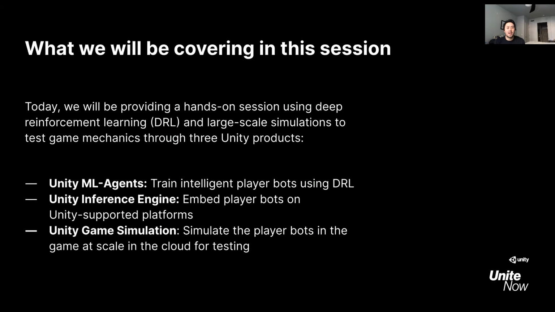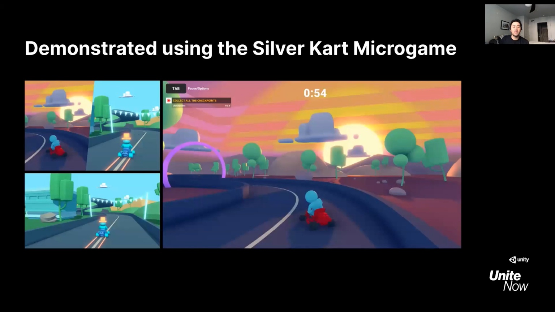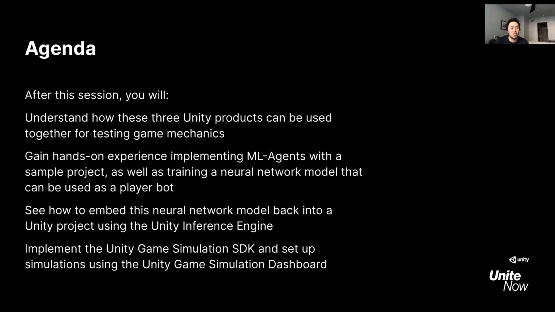Today, we'll be providing a hands-on session using deep reinforcement learning and large-scale simulations to test game mechanics through three Unity products: Unity ML Agents, Unity Inference Engine, and then Unity Game Simulation. We'll demonstrate all of this using the Karting Microgame, and we'll provide a QR code so that you can follow along.